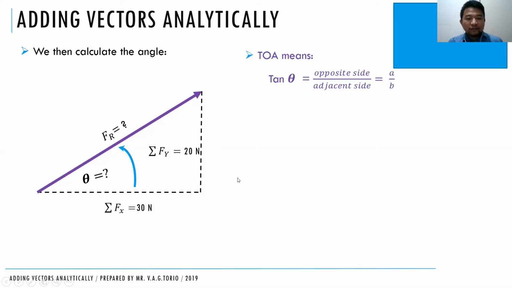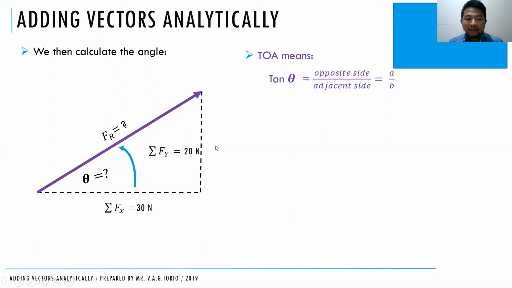In order for us to compute the angle theta, we use the trigonometric function tangent. The reason we use tangent is that it follows what we have calculated so far. We've calculated the y component and the x component, and those two are related to the angle theta such that theta is opposite the y component and theta is adjacent to the x component.